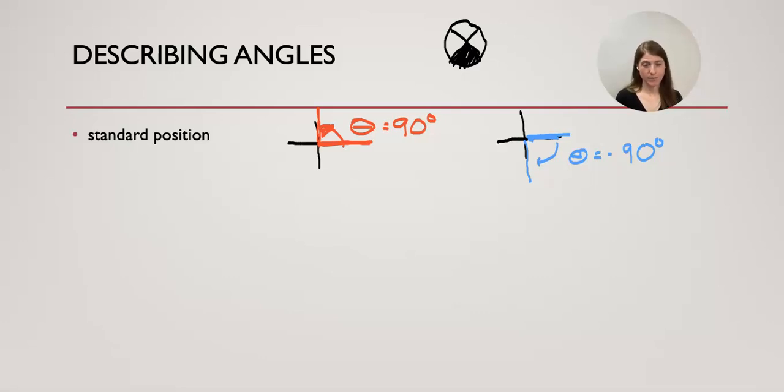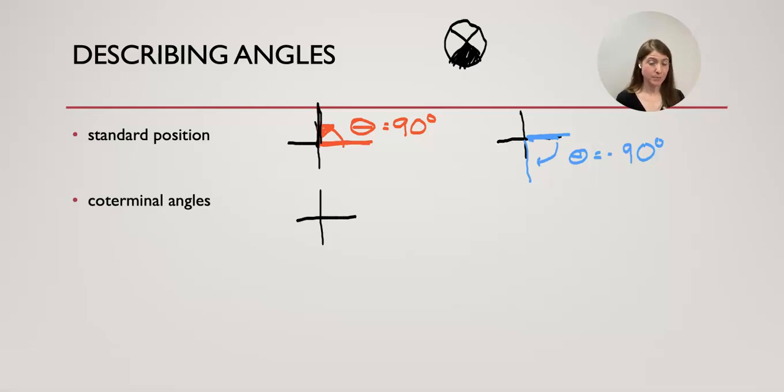Now, I want you to think about how you could also get to different places by a different route. That's the idea behind coterminal angles. So if you think about that first picture with the 90 degrees, the terminal end is where you end up. So in this case, the terminal end is here. Okay, so the initial part is where you start, the terminal is where you end.